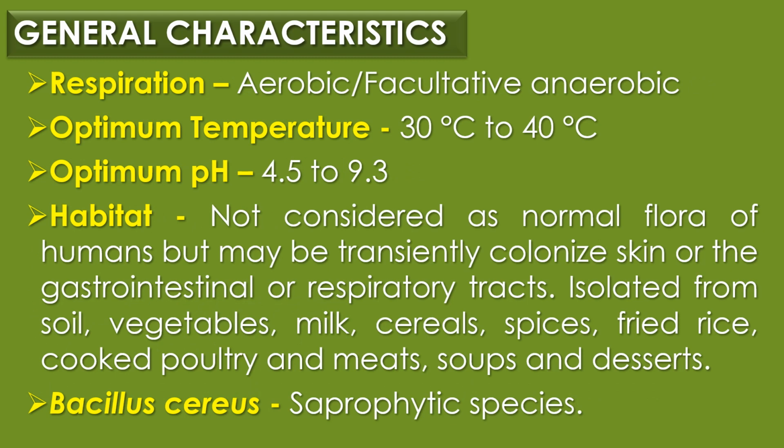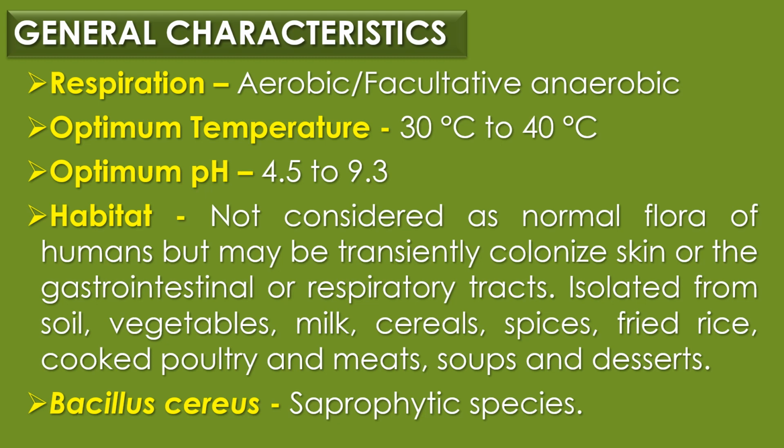The mode of respiration observed in Bacillus cereus is aerobic respiration or facultative anaerobic respiration. The optimum temperature required for the cultivation of Bacillus cereus is 30 degrees Celsius to 40 degrees Celsius, and the optimum pH is 4.5 to 9.3.